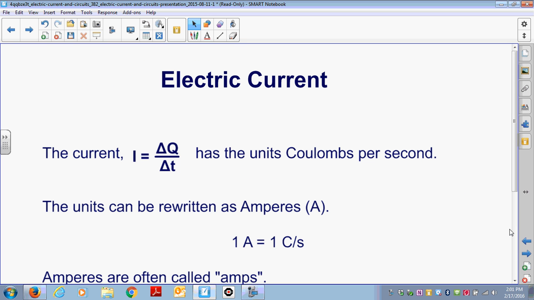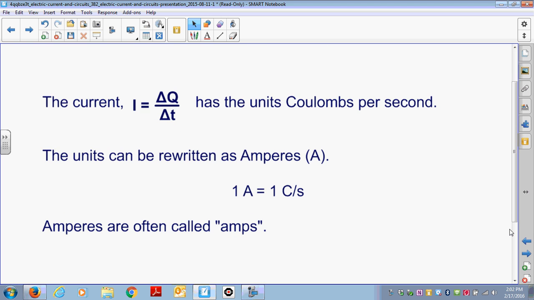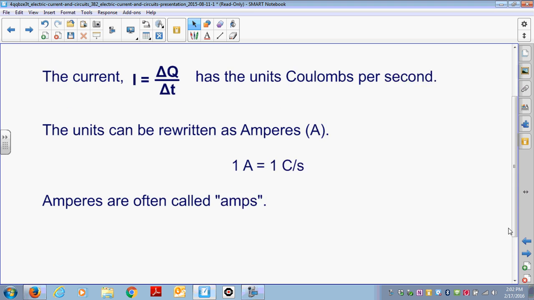The current, I equals delta Q over delta T, has the units of coulombs per second. We can rewrite these units as amperes. We use a capital A to represent amperes, which is a coulomb per second. Oftentimes we call this an amp.